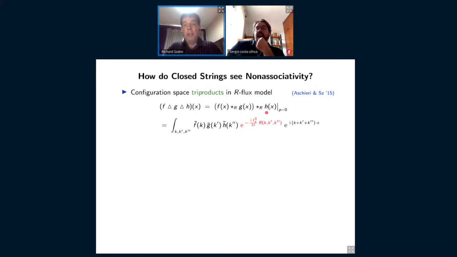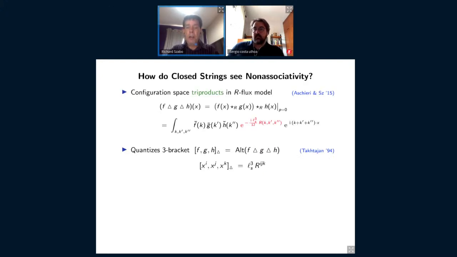Now that gives me a function, this triple of functions with the star product depends on P. It will depend on P even if f, g, and h don't, because the star product itself depends on P. But I do that operation in this order, and after I've done it, I put P equals zero, so I get back another function on configuration space. So this gives me a ternary operation on configuration space functions that I call a triproduct. And again, you can represent it as a Fourier integral. It's like the usual Fourier convolution representation of the Moyal-Weyl product, except that you take a triple of functions here, and the phase factor appearing here is this ternary operation determined by this flux.